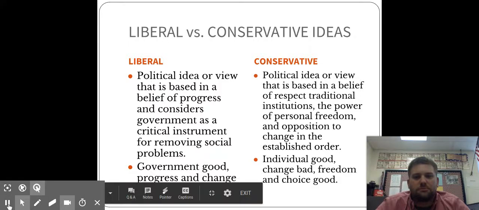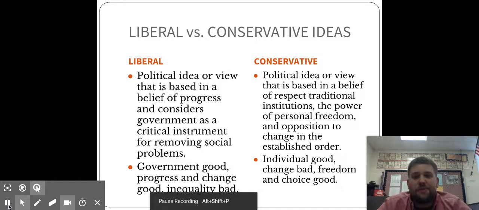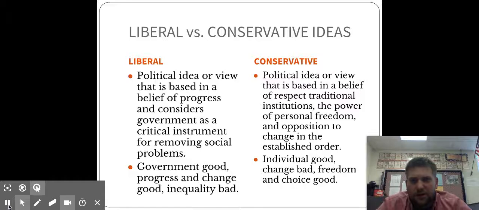So, liberals, or the left side of the political spectrum, is a political idea or view that is based on the belief of progress and considers the government as a critical instrument for removing social problems. So if there's an issue going on in our country, liberals would say, you know what, it's the government's job to intervene and take control of this. They believe that government's good, that it can make meaningful progress and change, and that they're there to make people more equal because inequality is inherently bad.